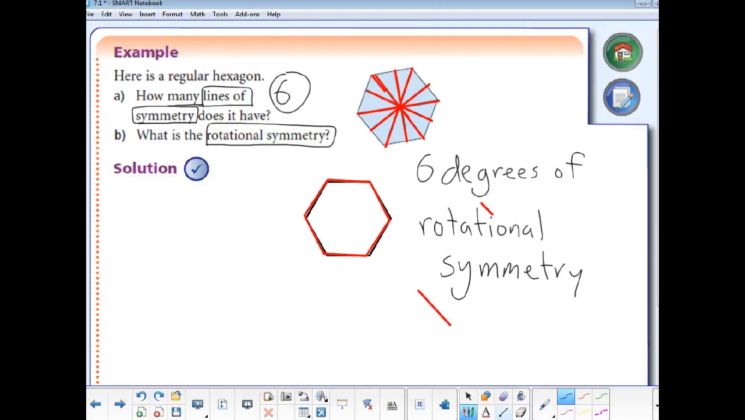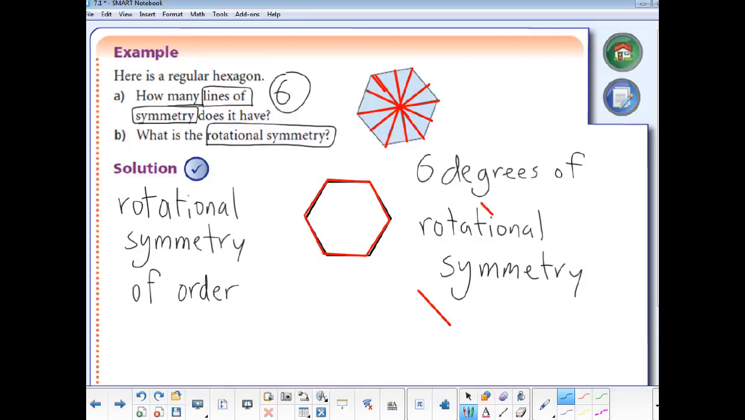Or the other way you can say it is rotational symmetry of order 6. Those are just the ways that they say that. So 6 degrees of rotational symmetry or rotational symmetry of order 6. And every shape, if you think about it, has rotational symmetry of order 1. If you take any shape and you have it go 360 degrees, it's going to land on itself.